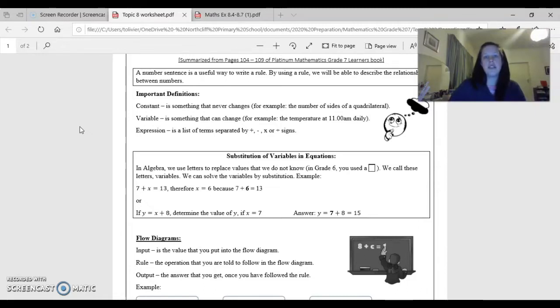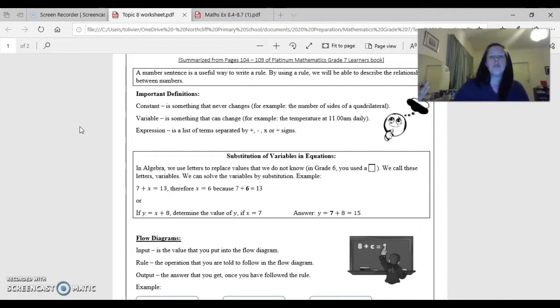A variable, however, is something that can change. So, for example, the temperature at 11 o'clock today will be different to the temperature that you might experience at 4 o'clock this afternoon. Okay, so that is something variable. It changes, fluctuates, either up or down. And an expression is a list of terms separated by a plus sign, a minus sign, a multiply sign, or a divide sign. So your operation signs. So an expression is a list of terms separated by your operation signs.